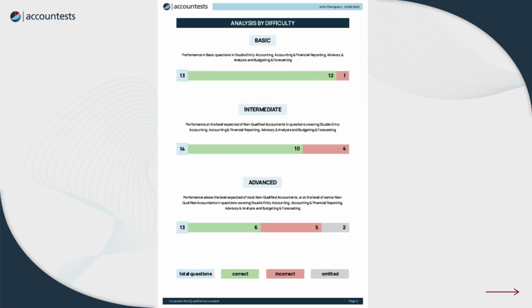So on the next page you can see the first level of analysis. This looks at the questions based on difficulty. So how did they do on the easier questions versus the harder questions? You'd expect to see them do better on the easier questions. If that's not the case, then you'll need to look in more detail at the topic analysis, what questions they didn't answer, and potentially at the proctoring report.